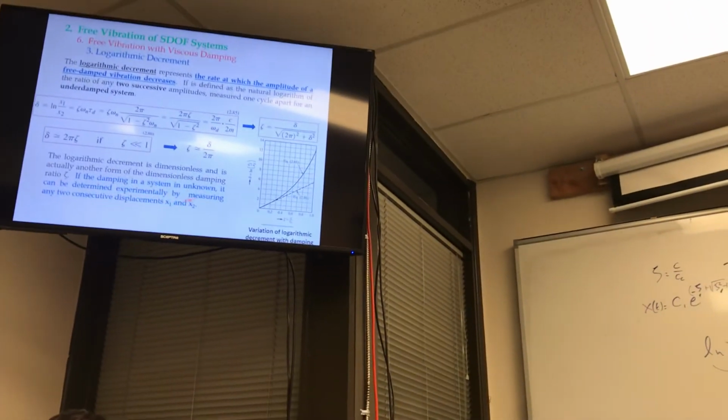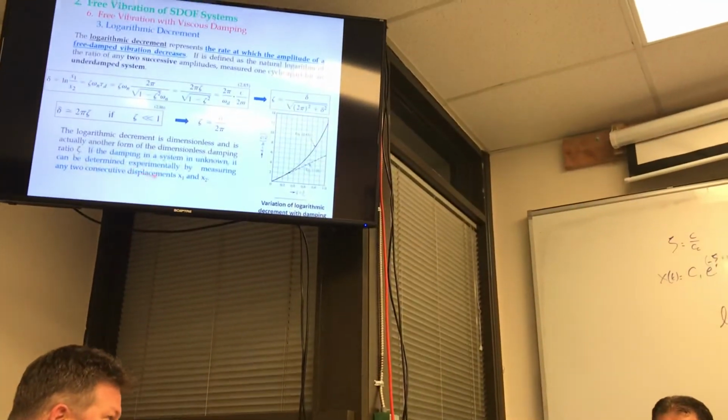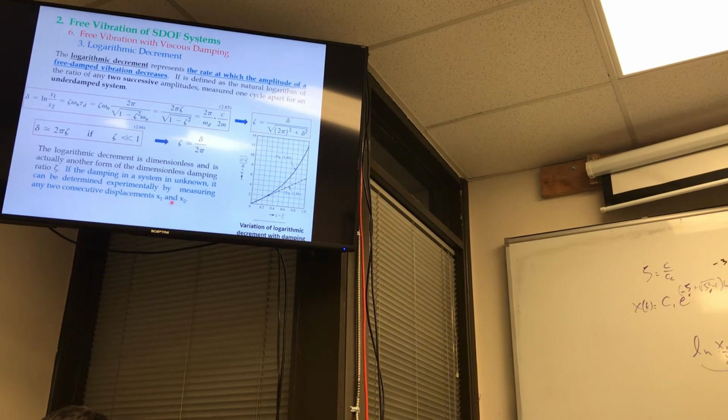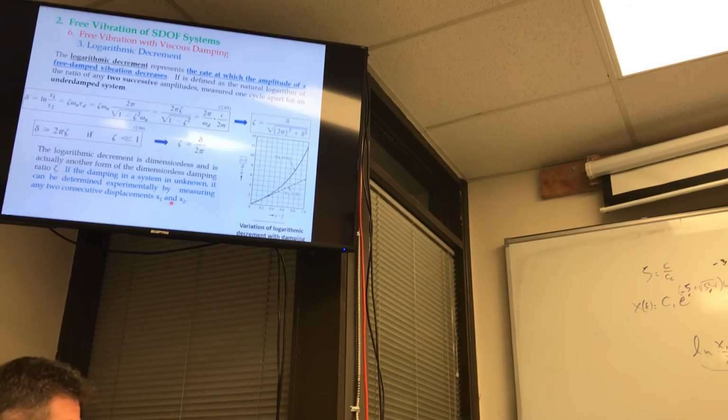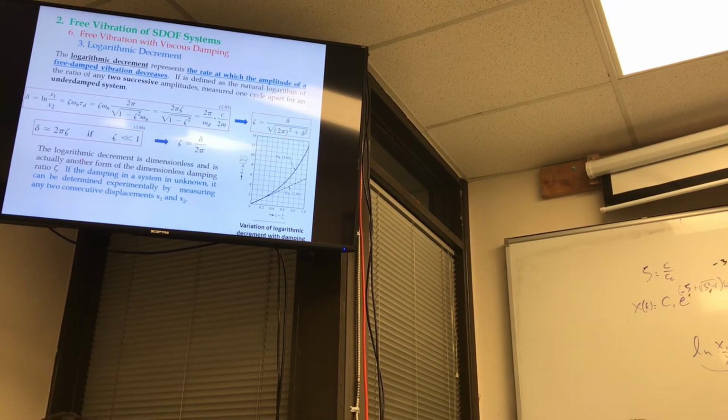Okay, so this is just a quantity that tells you, in fact, that if the damping in a system is unknown, it can be determined experimentally by measuring any two successive displacements, x1 and x2. That's the only thing the logarithmic decrement is used for.